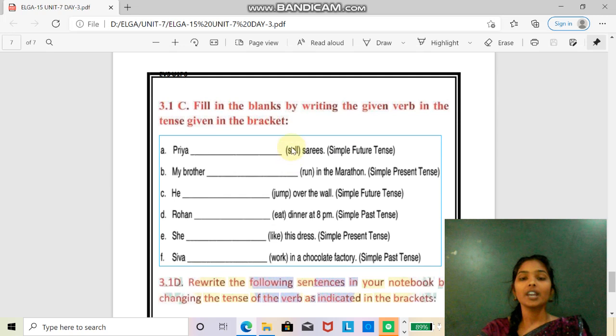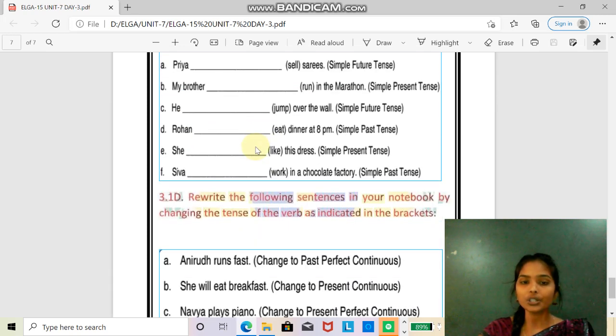And here, fill in the blanks by writing the given verb in the tense given in the bracket. First, you have to read the sentence. In the bracket, they have given one verb. You have to change it according to what they have instructed. For example, Priya dash sarees. They have given the verb sell. But you have to change it into simple future tense. First, I should know for simple future tense what the helping verb is. Will, isn't it? So I should write Priya will sell sarees. This is how in this space you write will sell. In this way, you are going to do the rest of the questions.